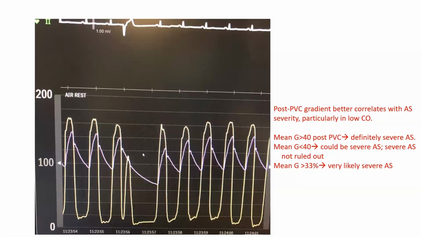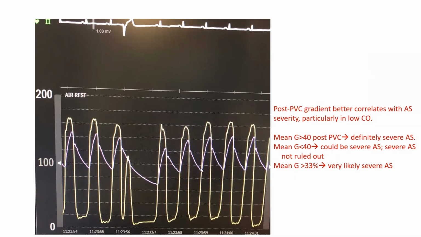If after a PVC with an increase in flow, you get a mean gradient more than 40, you definitely have severe AS. Meaning, if you're not severe AS, you're not going to get over 40 after a post-PVC, regardless of how premature that PVC is. Now, if after a PVC you get a mean gradient less than 40, that doesn't mean it's not severe AS. It doesn't rule out severe AS. It still could be severe AS, but it doesn't rule it in. So over 40, definitely severe AS. Less than 40, it could be severe AS.